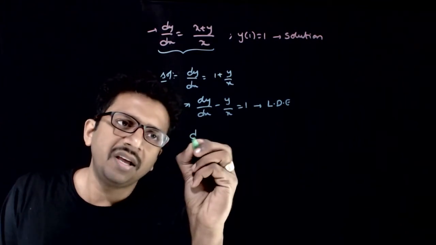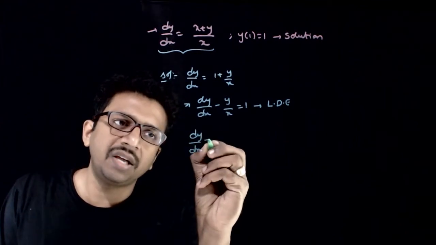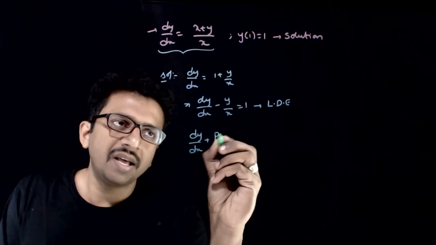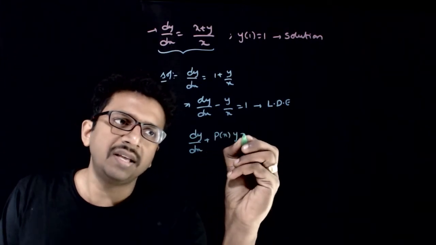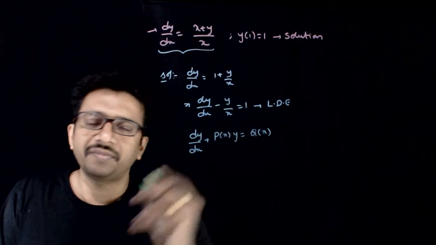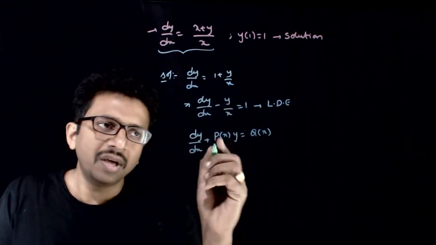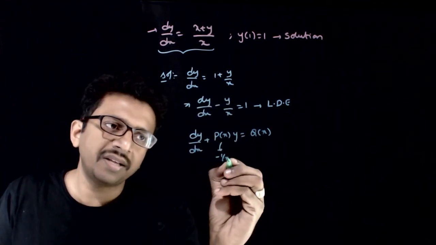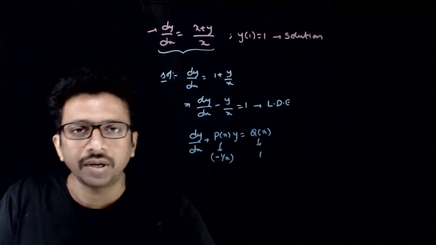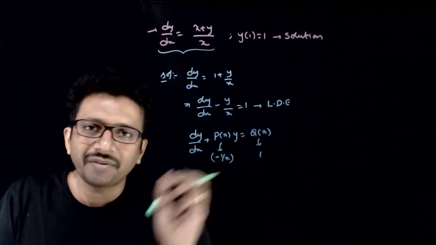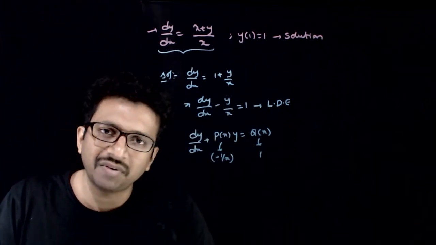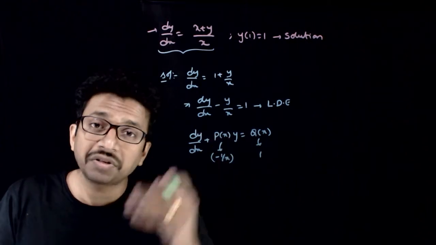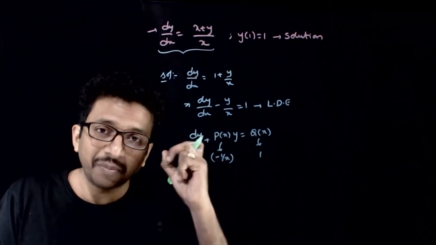So if I compare this with the linear differential equation dy/dx + p(x)y = q(x), p(x) is nothing but -1/x, and q(x) is nothing but 1. Corresponding to these p(x) and q(x), this is a linear differential equation. So how do we solve a linear differential equation? You need to remember the process.